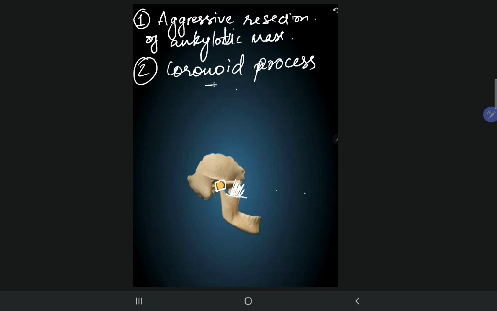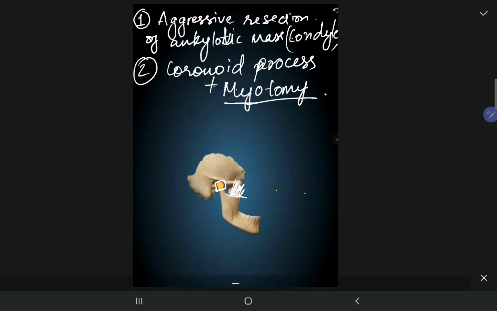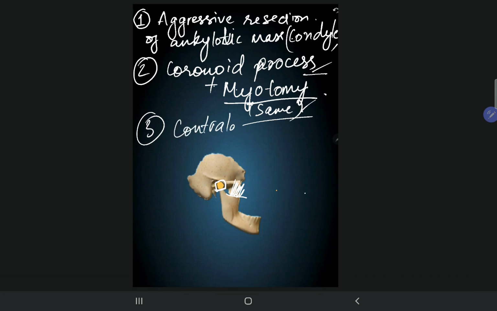Second thing is, we remove the coronoid process and the muscle associated with that. So we go for coronoid process plus myotomy. Myo means muscle, tomy means removal. So we remove the muscle also. First we remove the condyle, then we remove the coronoid process and the muscles on the same side. Then we remove on the opposite side also, so that there is no hypertrophy. All the things we do on the contralateral side, that means the opposite side.